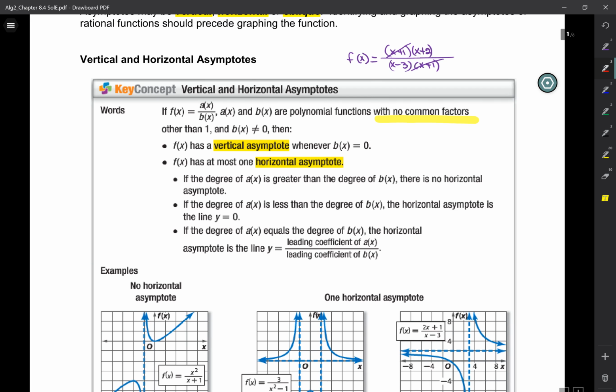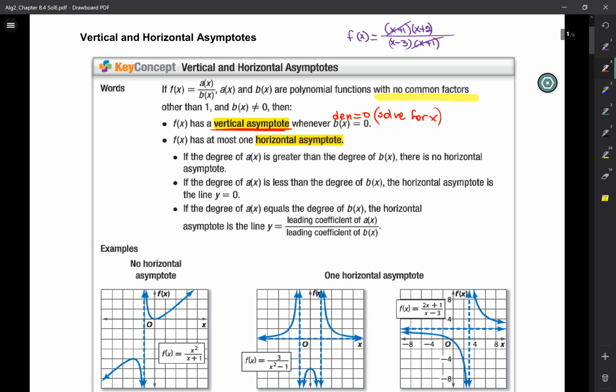Vertical asymptotes are pretty straightforward to find. You basically set the denominator equal to 0 and then you solve for x. Okay, that's all. Now, how about horizontal asymptotes?